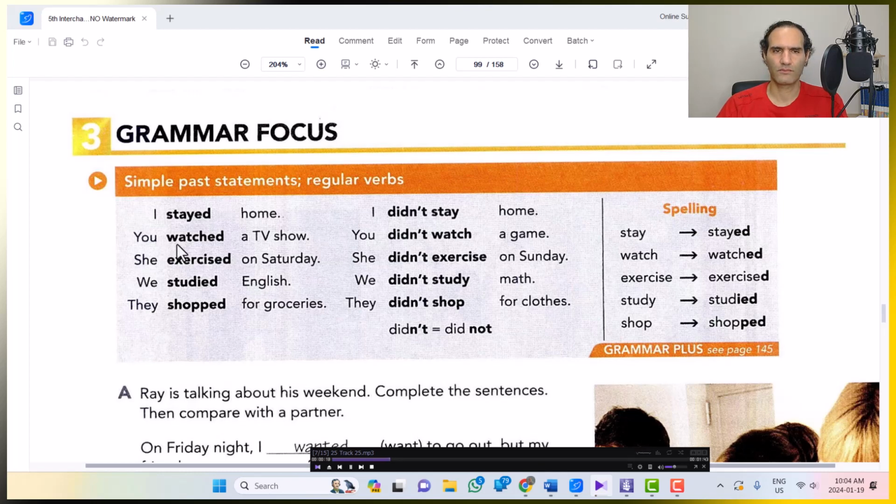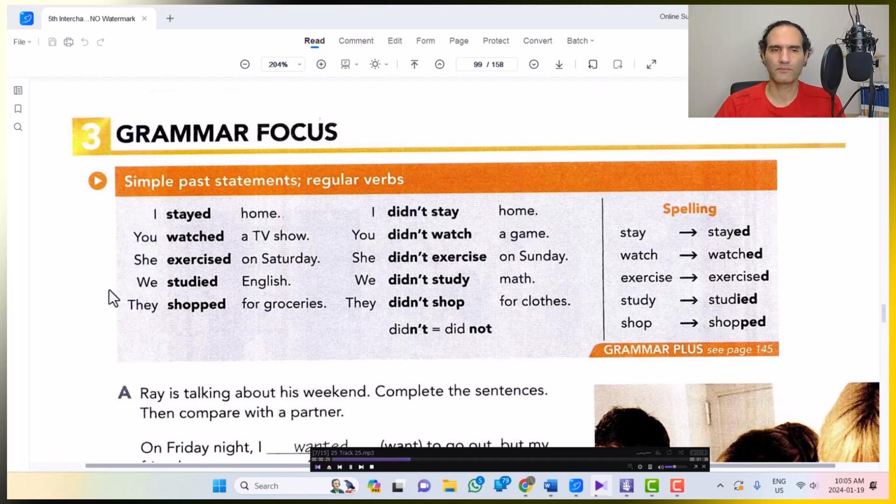You watched a TV show. Do you see that I am repeating these sentences because it is useful for your sentence intonation, stress, words, and your speaking. So please do that. You watched a TV show. Question: Did you watch a TV show? And the negative? You didn't watch a game.